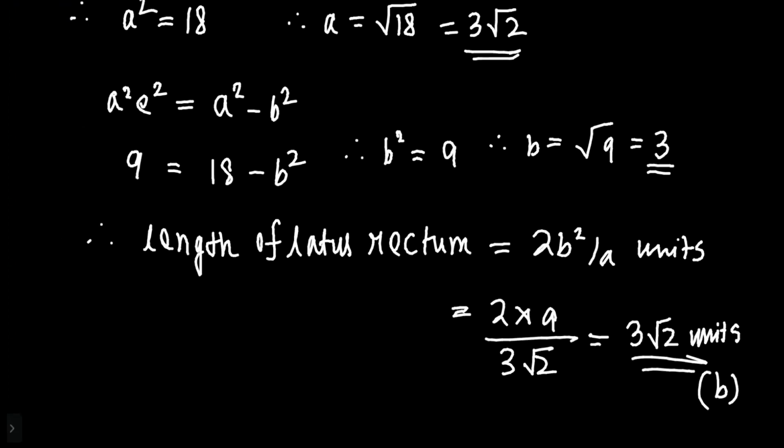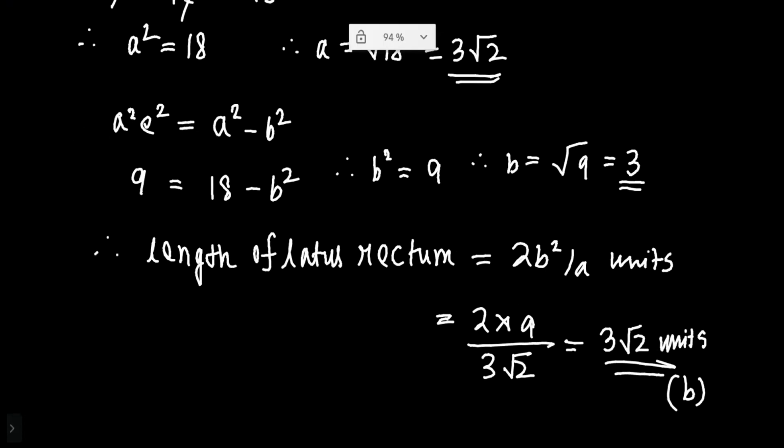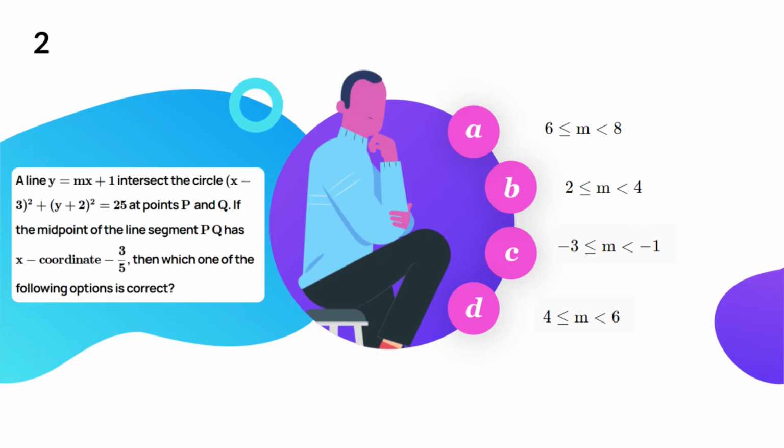Okay, now we come to our second question. It is saying that a line y equal to mx plus 1 meets the circle (x minus 3) whole square plus (y plus 2) whole square equal to 25 at points P and Q. If the midpoint of PQ has an abscissa of minus 3 by 5, then the value of m satisfies what?